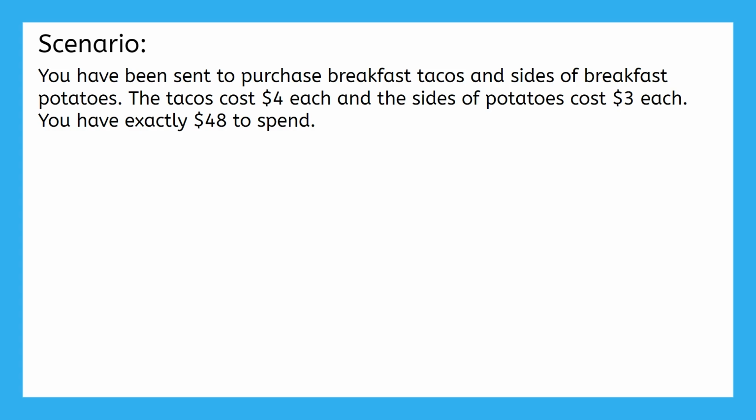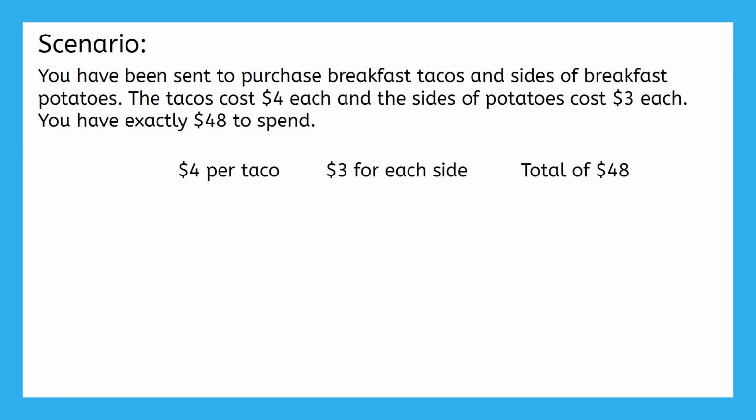We should start by keeping track of all the information in this problem. What information do we know about this scenario? Yeah, we have $4 per taco and $3 for each side of potatoes. We also have $48 to spend, so this would be considered our total amount.